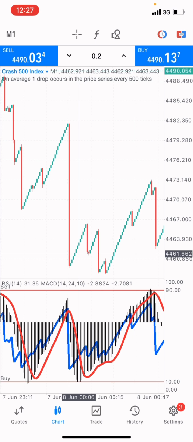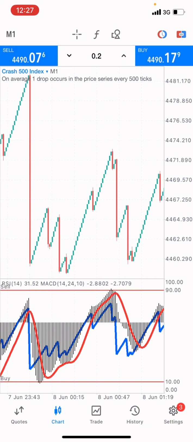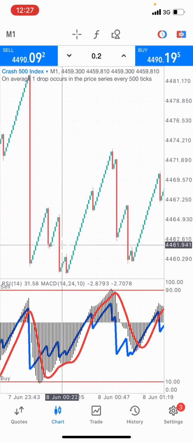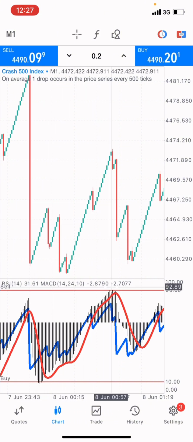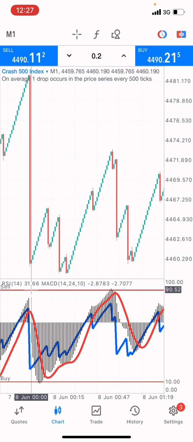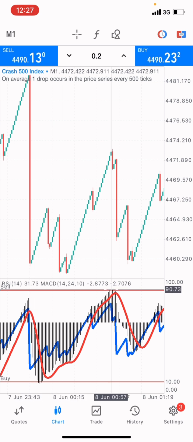Then after you have exited that trade, you wait again for another opportunity. Just as you can see, you wait until it counts up to this point, go to this point. Let's say from here to this point, it took about 20 minutes.